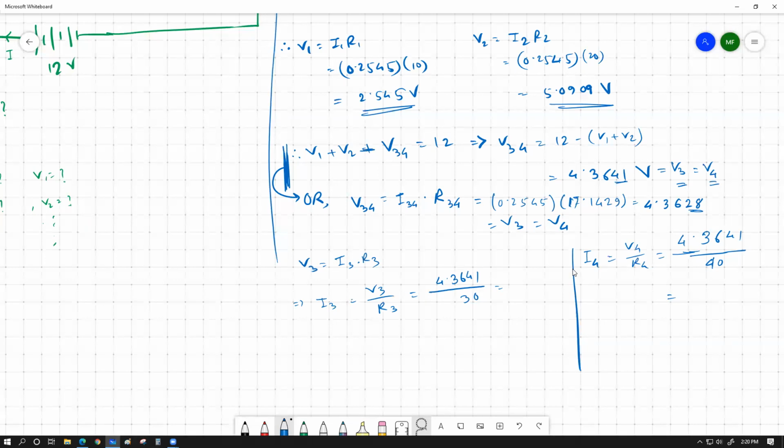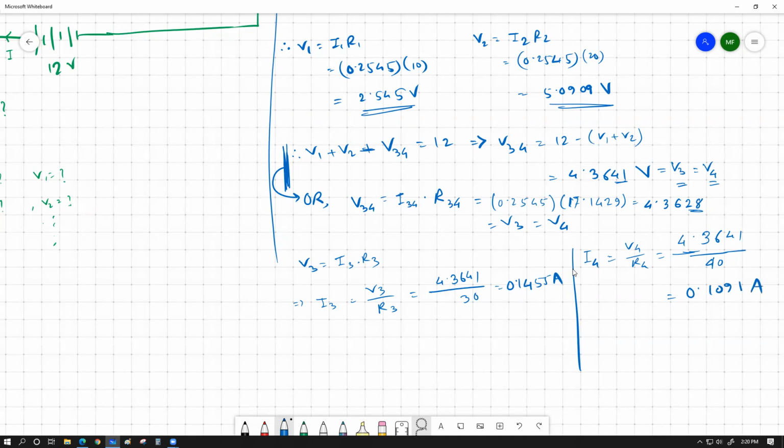Someone tell me these numbers. The first one is 0.1455. And the second one is 0.1091.